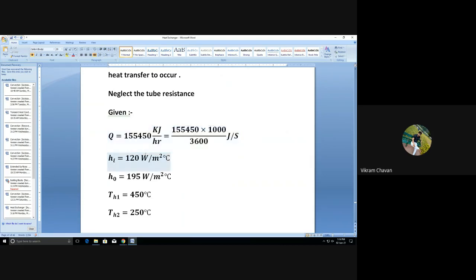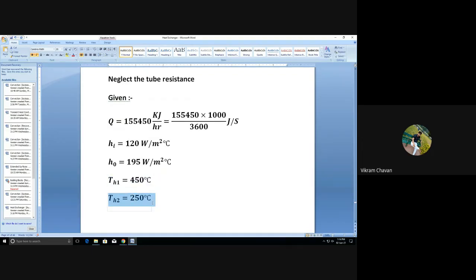Then the inner side heat transfer coefficient is provided, which we can consider as h suffix i, equal to 120 watt per meter square degree Celsius. Then the outer side heat transfer coefficient is provided, and that is 195 watt per meter square degree Celsius. Then the inlet temperature of the hot fluid is T suffix H1, equal to 450 degrees Celsius. And the outlet temperature of the hot fluid we consider as TH2, equal to 250.